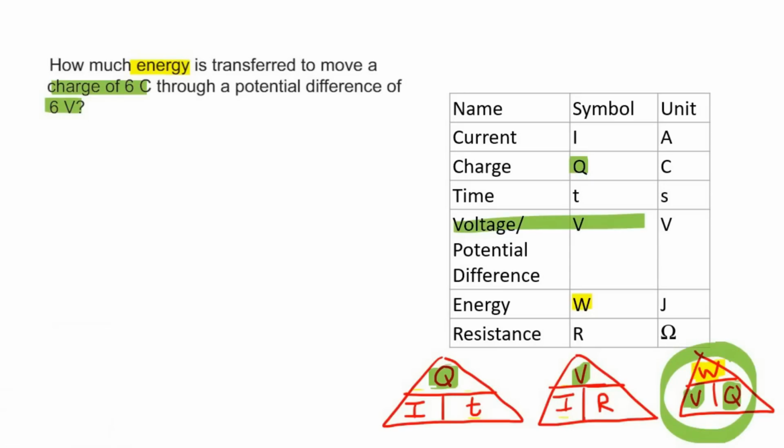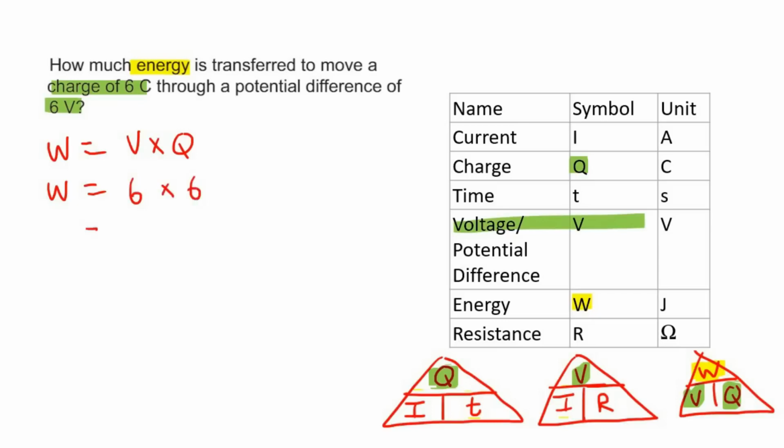So you need to know how to write your formula. So W is at the top. You see it's at the top. So that means you're going to multiply the two bottom parts together. That's important that you know that. Now, voltage is 6 and the charge is 6, and so that'll be 36. But to get full marks, you also need to know the unit, and that would be joules.